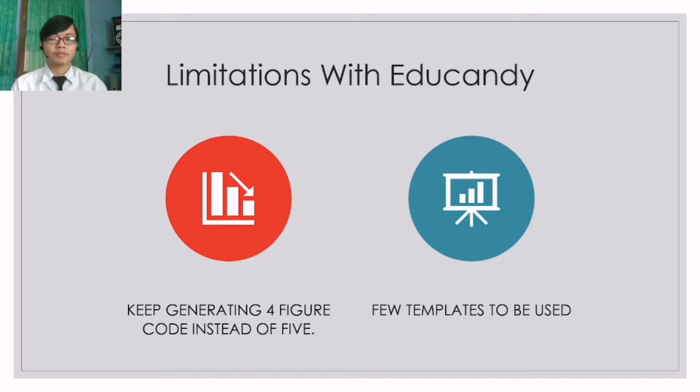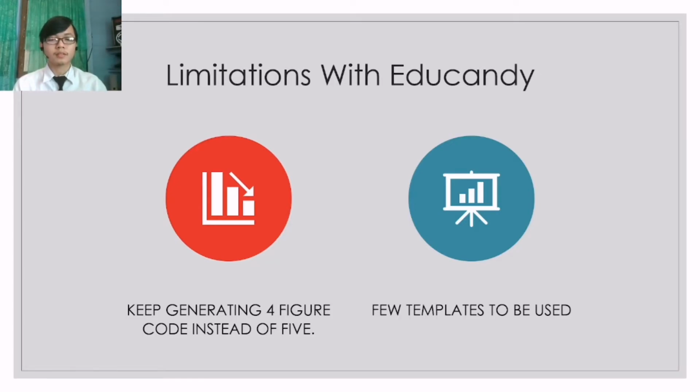Instead of generating 5-figure codes, it kept generating 4-figure codes. It made participants unable to participate in answering the questions. It was a problem with the application, so we stopped using the application and started using the website. When we used the website, the problem was solved.